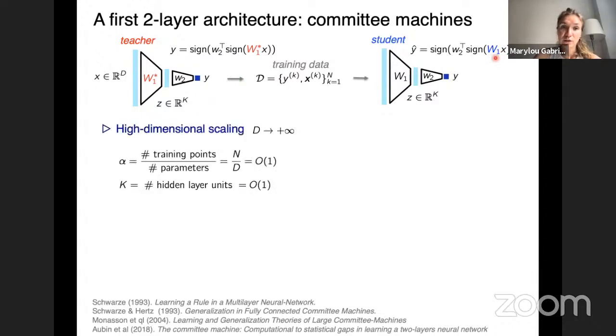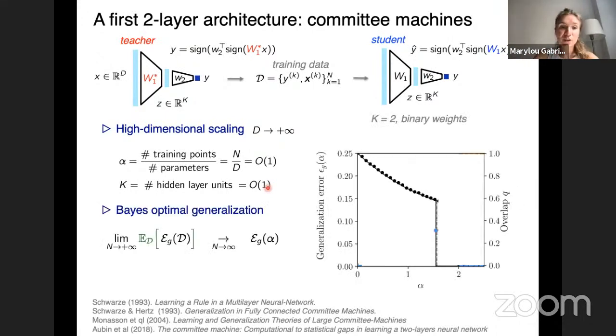So with the high dimensional scaling, we are again going to have a parameter alpha that corresponds to the number of training points over the number of parameters. Well, not exactly. I mean, there should be a number k. Okay, but I mean, it's n over d, so it's actually the number of training points over the input dimension, that is going to be order 1. So meaning both n and d will go to infinity together. But we are going to fix the number of hidden units to be O(1), meaning that although the number of inputs is going to grow to infinity, we are only going to have maybe 2, 3, 10 hidden units. And this is a setting we can analyze, and using the same tools I've been mentioning, we can compute a Bayes optimal generalization error that will be a function, of course, of k and of alpha.